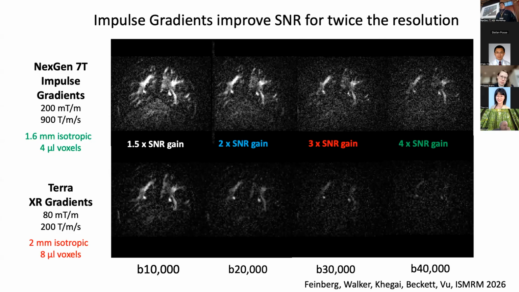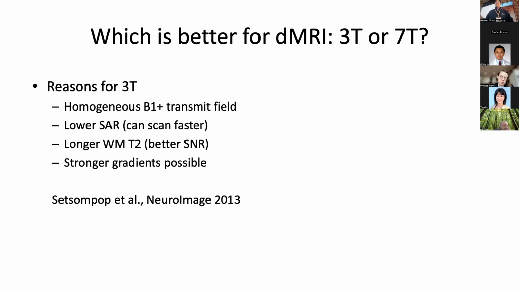So it's really exciting what we can do with this. Okay, so I want to switch gears a little bit for the later part, the second half of it. And that is a common question that people have: should I use 3T or 7T for diffusion imaging?